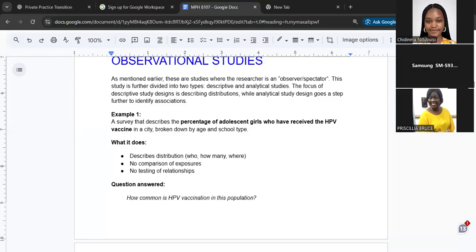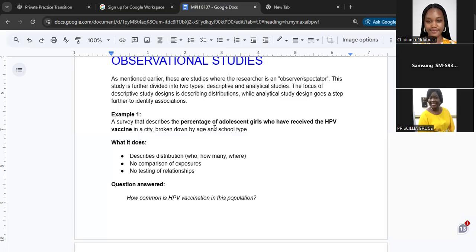So who is affected? In our example, adolescent girls. They are the ones being affected. Where are these girls? It seems we're interested in girls that are in school. But in the study, we have to go further to talk about the geographical location of these girls and describe that location. Is it urban? Is it rural? So we're going to describe in terms of person, place, and time.